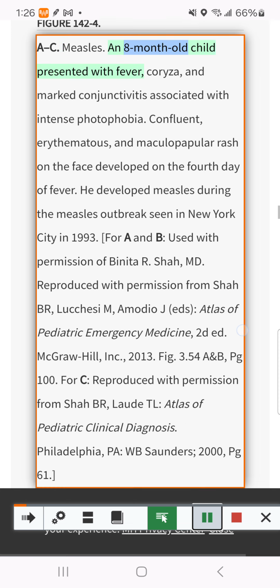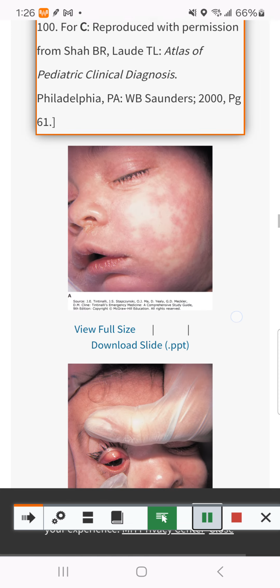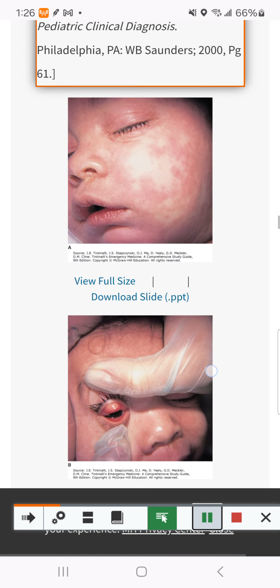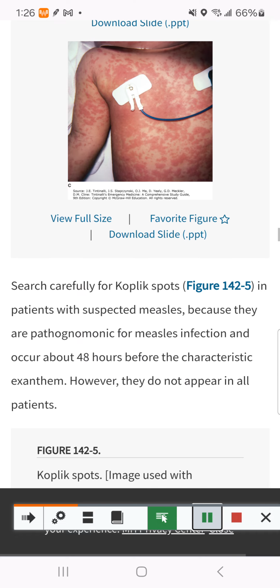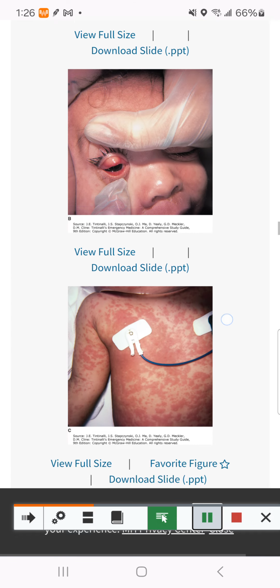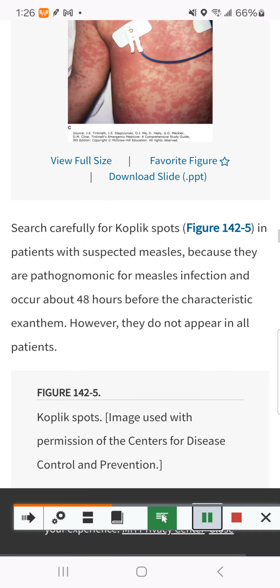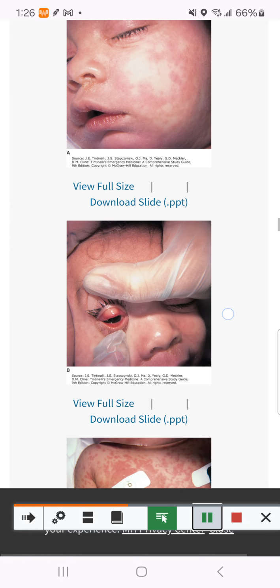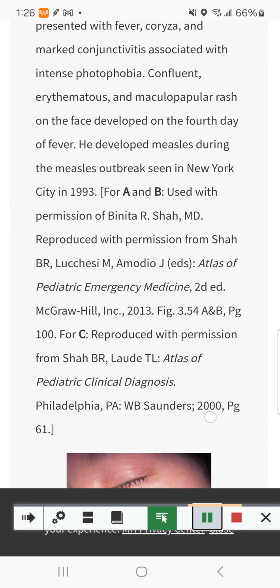Measles. An 8-month-old child presented with fever, coryza, and marked conjunctivitis associated with intense photophobia. Confluent, erythematous, and maculopapular rash on the face developed on the 4th day of fever. He developed measles during the measles outbreak seen in New York City in 1993. Used with permission.